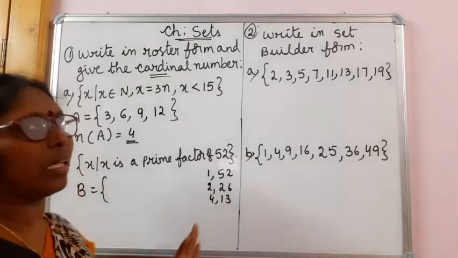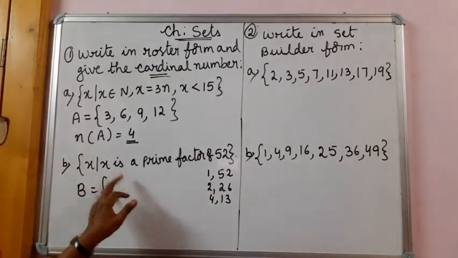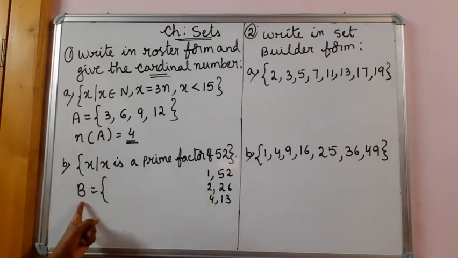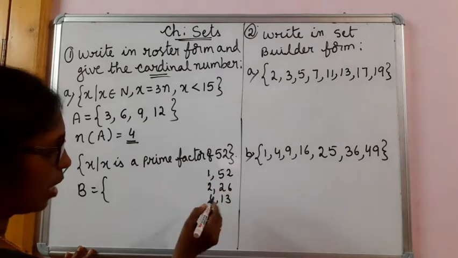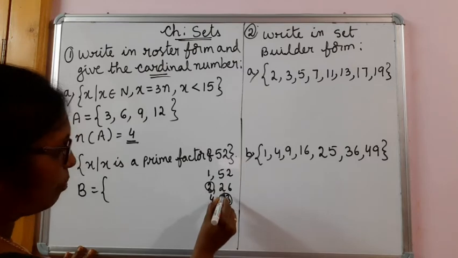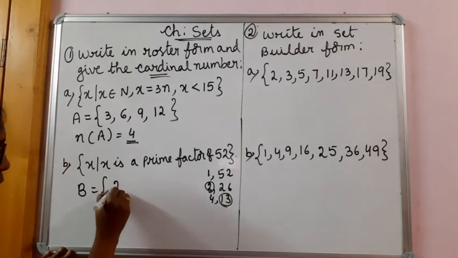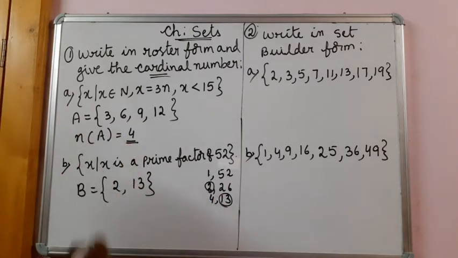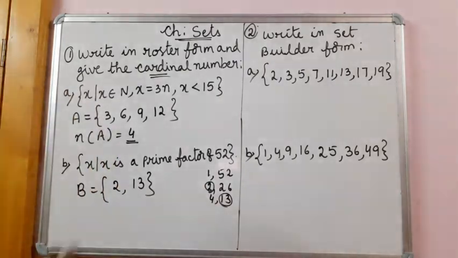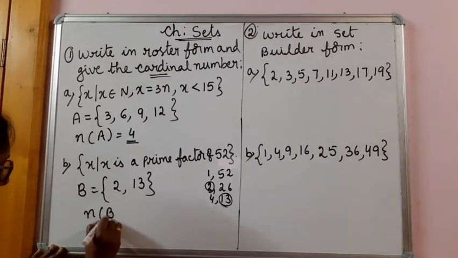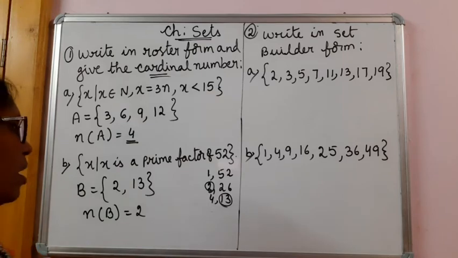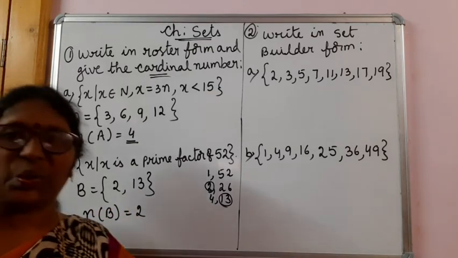Out of these, the prime factors belong to set B. 1 is neither prime nor composite. 2 is prime, 4 is composite, 13 is prime, and 26 and 52 are composite. Only 2 and 13. So the prime factors of 52 are 2 and 13. The cardinal number of this set is 2, as only 2 elements are there.